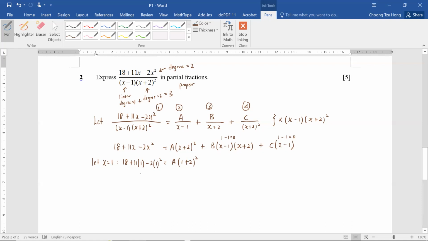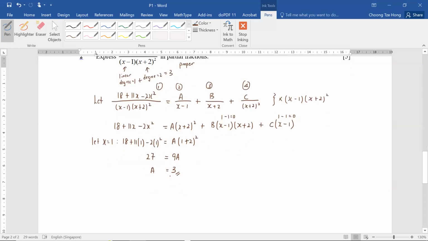On the left side, 18 plus 11 is 29. 29 minus 2, you get 27. Then over here, 3 squared will be 9, so you have 9a. Then A will be 3. So we have found A already. So this is A.